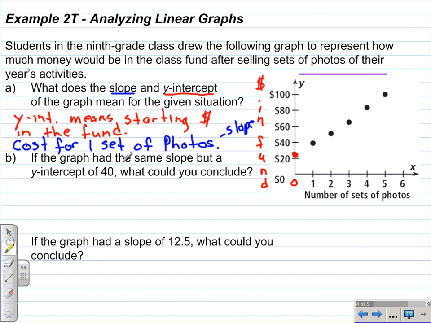Part B, if the graph had the same slope but a y-intercept of 40, what can we conclude? So we're saying the y-intercept is moving up to here. As we discussed in part A, the y-intercept represents the starting money in the fund. So if it had a y-intercept of 40, the money that is in the fund already is $40. So the starting value of the fund is $40.